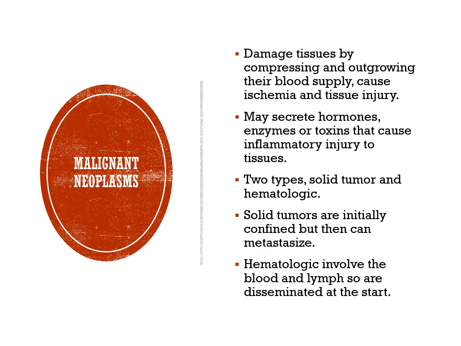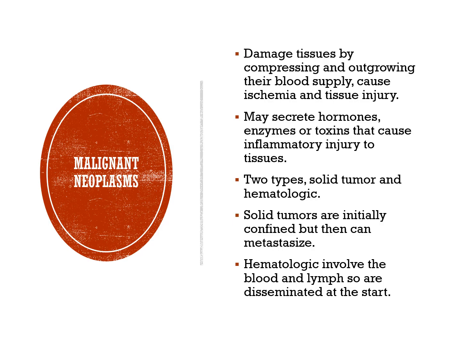So again, malignant neoplasms, a little bit more about them. They damage tissue by compressing and outgrowing their blood supply. And that starts to cause ischemia and tissue injury to the cells around them. They grow so fast that they start to outgrow the blood supply available. They pull blood supply from normal tissue, and we start to get tissue injury and cell death and ischemia on that surrounding tissue. Many malignant neoplasms are able to secrete hormones or enzymes or toxins that cause inflammatory injury to tissue as well. There are two types of malignant neoplasms.